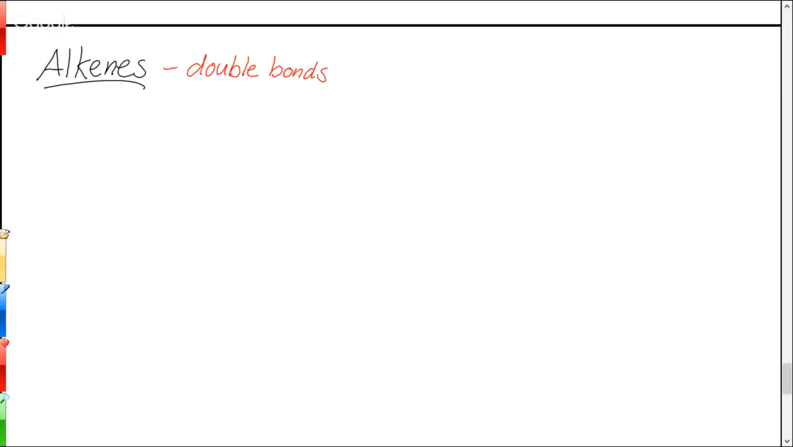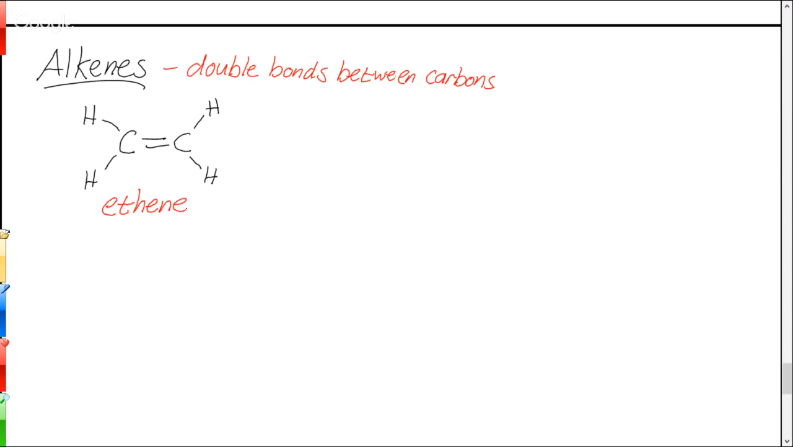So when 2 carbons are sharing 2 pairs of electrons instead of 1, you get something like this. So the smallest possible alkene is this one. So you got a double bond between 2 carbons. And the name of this molecule is ethene. Sometimes it's called ethylene, but if we're following the rules, the name should be ethene.